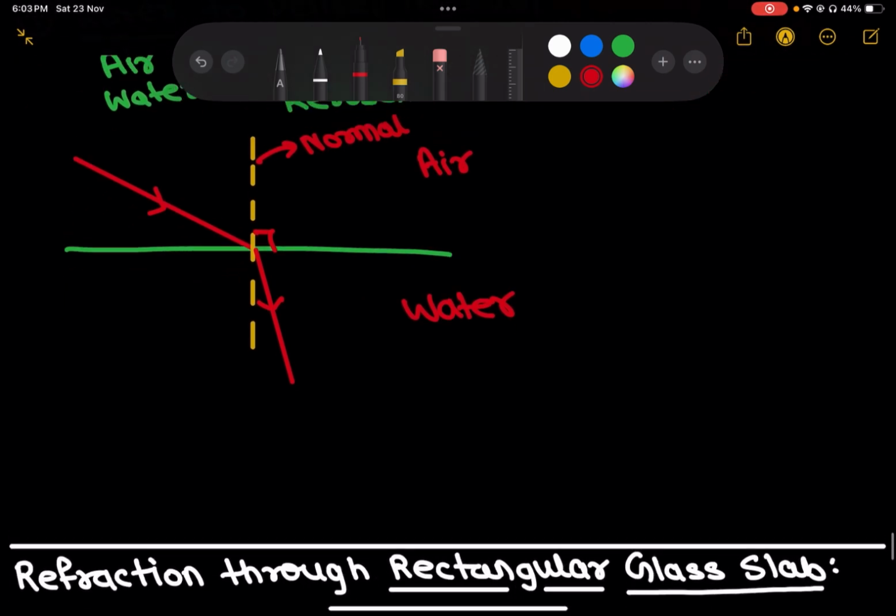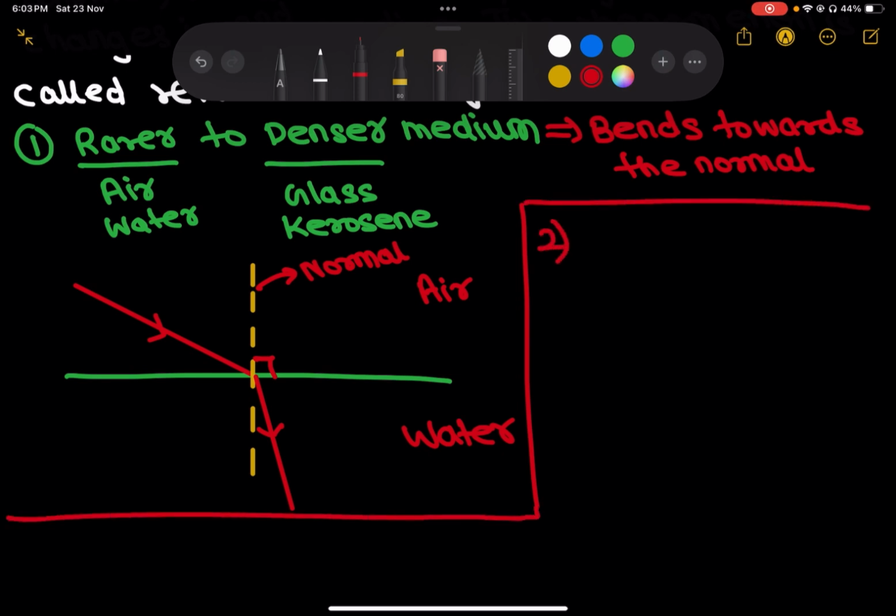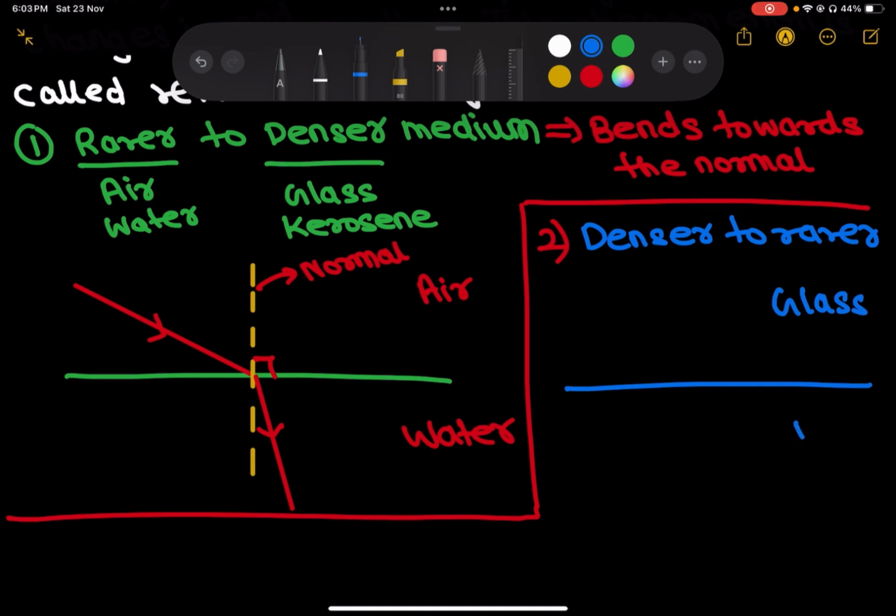Okay. Second case is the exact opposite. Second case: denser to rarer. That means, for example, if this is glass and this is air, and the light ray is traveling like this.